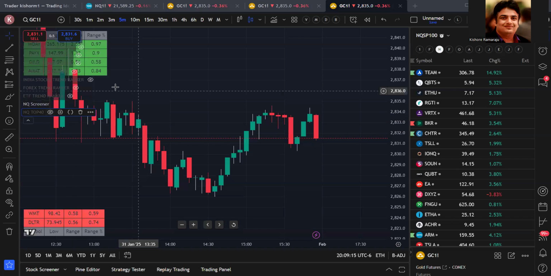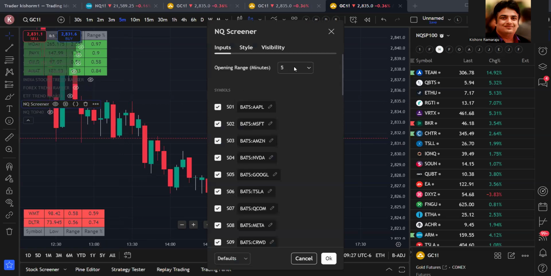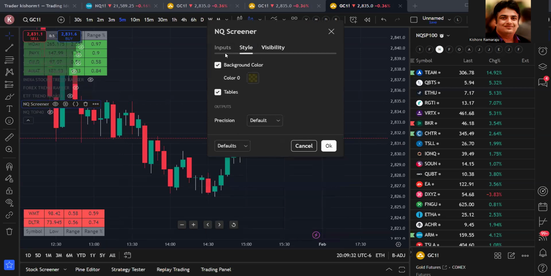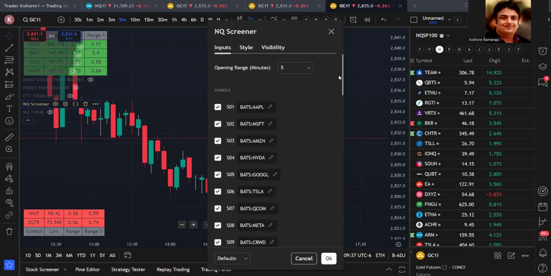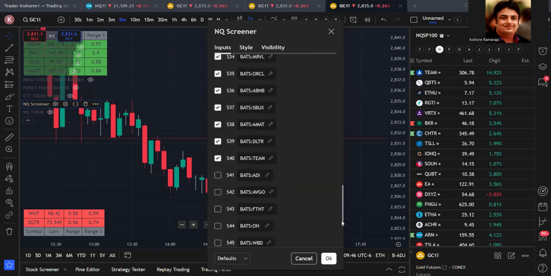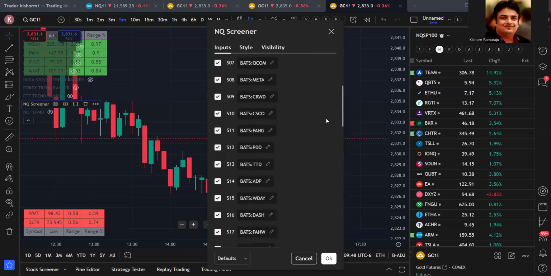Then there is another screener called the NQ screener. This NQ Top 40 you can use at any point of time, whereas with this NQ screener, generally we have to, let me change this one too. Again, here also you can use whichever symbols you want. Whatever are your favorite tickers, you can add those symbols.